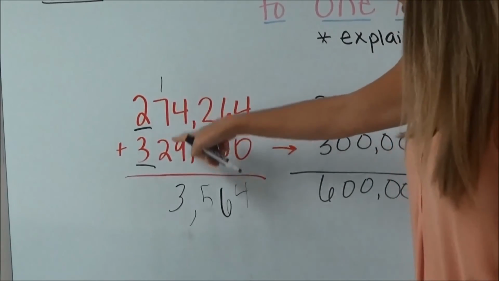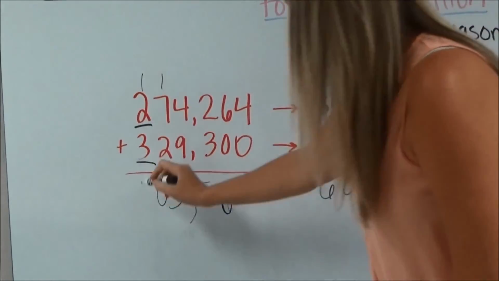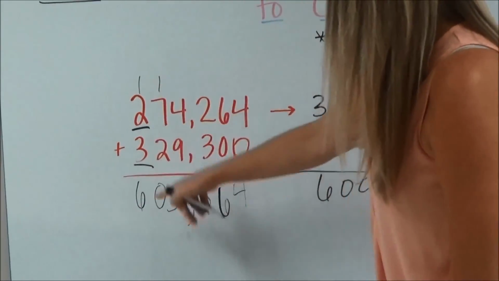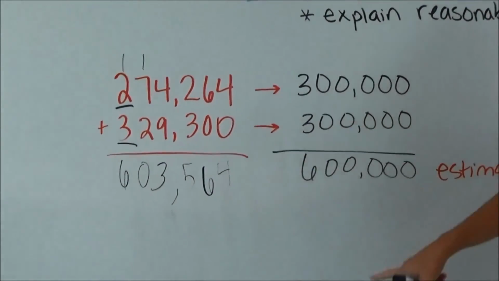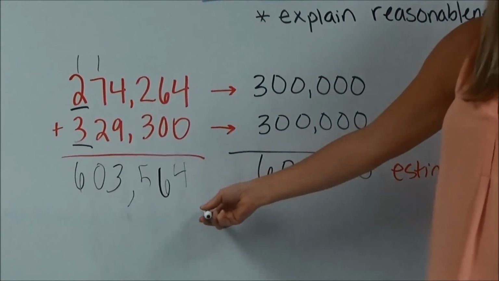Carry that over. 7 and 3, that's another 10. And then we already have 3, and 3 and 3 is 6. So our answer is yes, it is reasonable because our estimate is close to our exact answer.